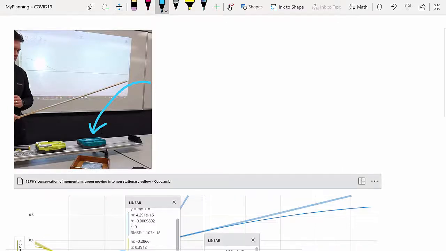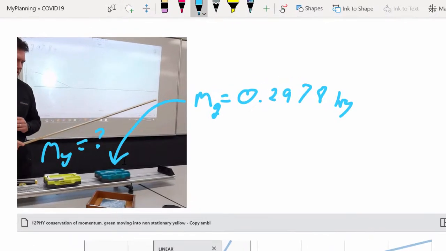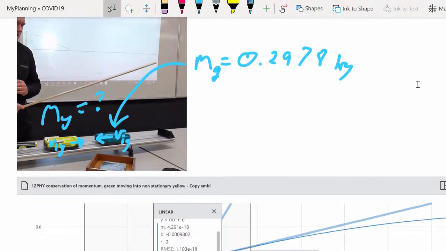Hi team, let me just go over some of the stuff for this experiment. So the mass of the green one was measured in a previous video to be 0.2978 kgs. The mass of the yellow is essentially what we're trying to find out. The green one is fired this way and the yellow one has got a velocity, so VI green, and this has got a VI yellow, and so we can essentially work out what all these values are.